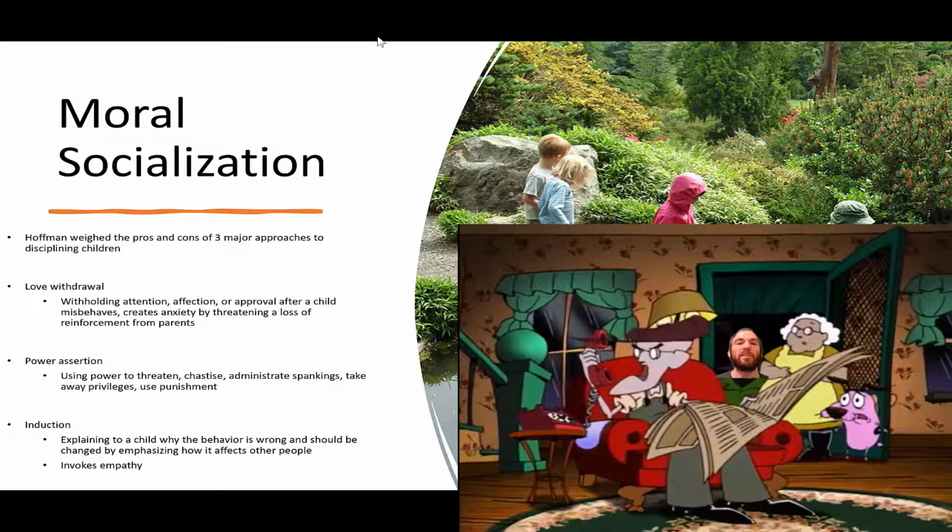Versus power assertion, so just using threats or administering corporal punishments, such as spanking, and taking away privileges, just punishment overall to discipline a child, and thus theoretically socialize someone morally. Versus finally explaining why a behavior is wrong to a child and emphasizing how it affects other people, so using that empathetic approach that what you're doing is harming somebody else. Again, these are different approaches to disciplining children and theoretically developing morality, and more specifically moral socialization.